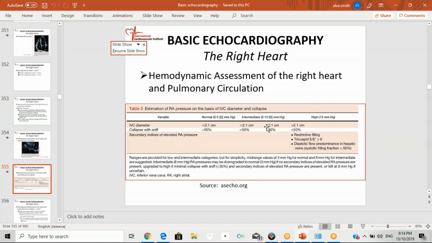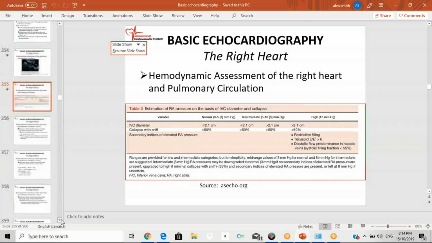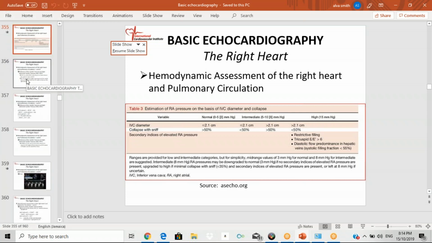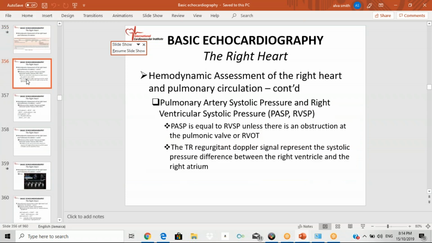So that is, if your IVC is greater than 2.1, but you get more than 50% collapse with inspiration, it's 8. If it's less than 2.1, but you get less than 50% inspiratory collapse, it's about 8. Okay, you have to know this table. Those of you who are doing an exam, you definitely have to know the table. Even if you're scanning, you have to know the table as well.